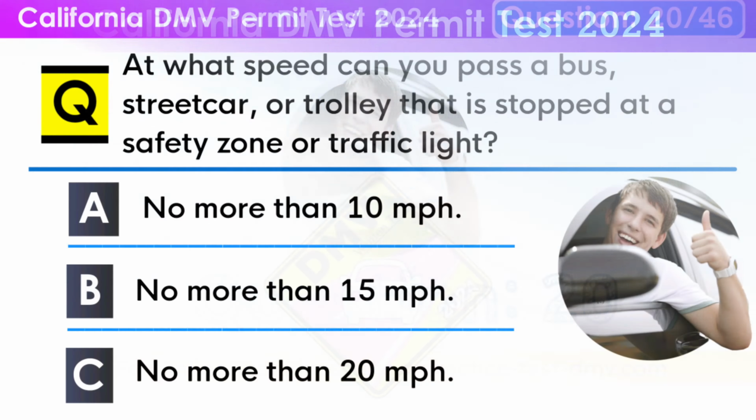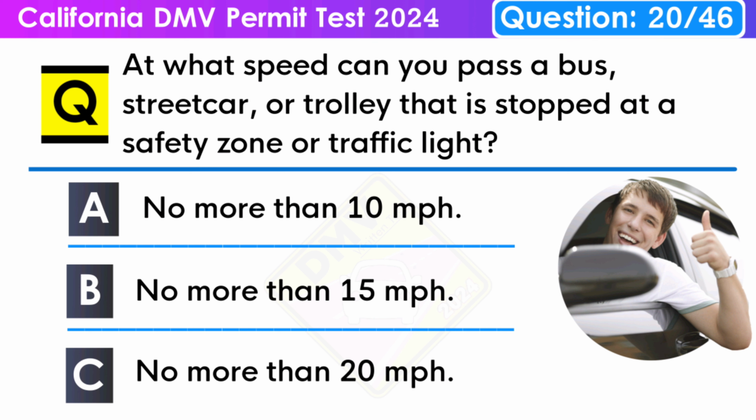Question 20. At what speed can you pass a bus, streetcar, or trolley that is stopped at a safety zone or traffic light? A. No more than 10 miles per hour. B. No more than 15 miles per hour. C. No more than 20 miles per hour. Correct answer: A. No more than 10 miles per hour. When passing a stopped bus, streetcar, or trolley at a safety zone or traffic light, you must not exceed 10 miles per hour. This slow speed ensures the safety of pedestrians who may be boarding or exiting the vehicle.